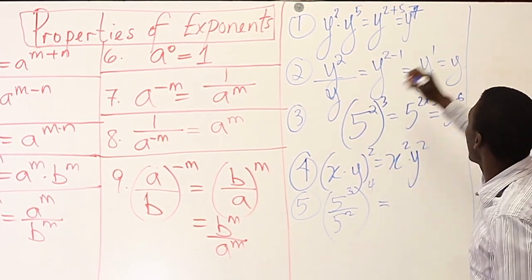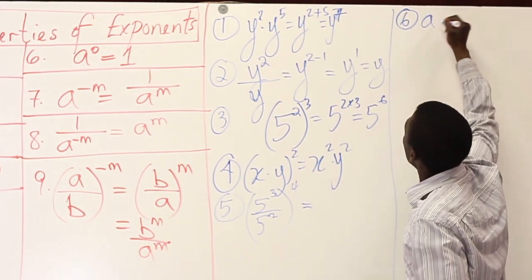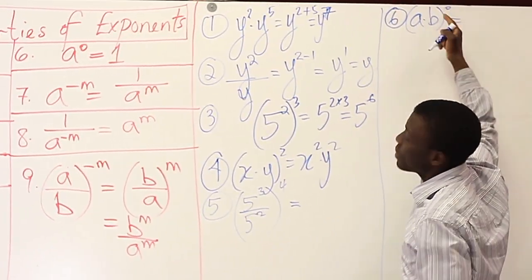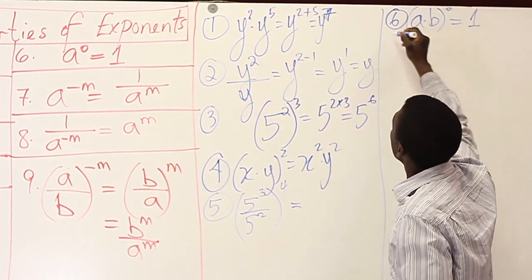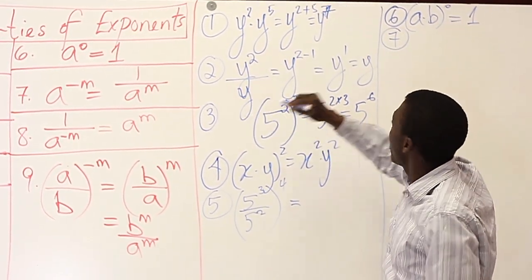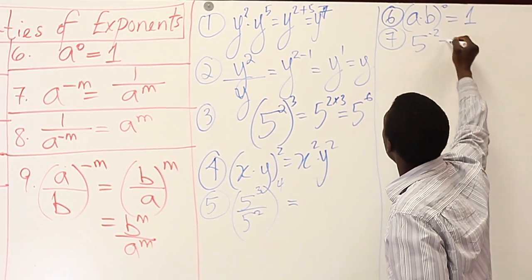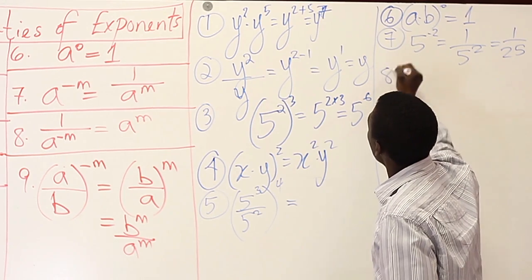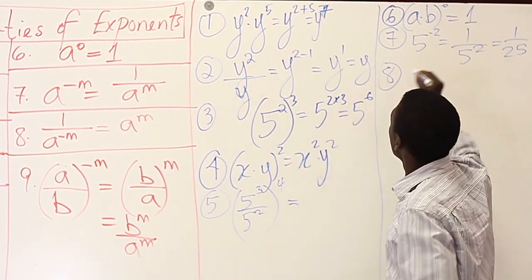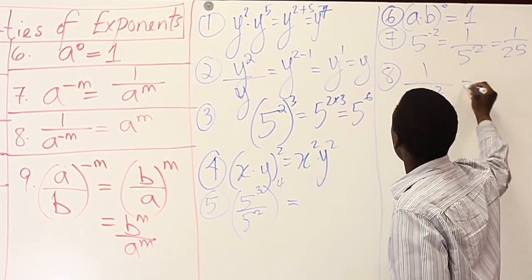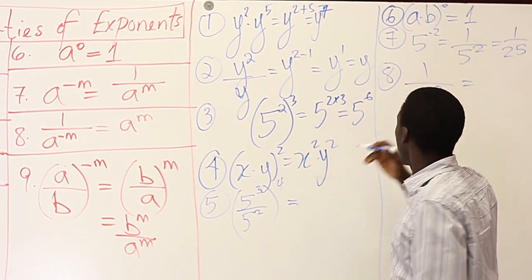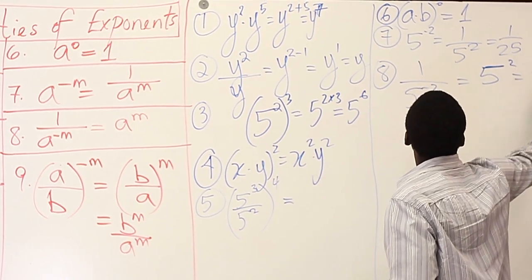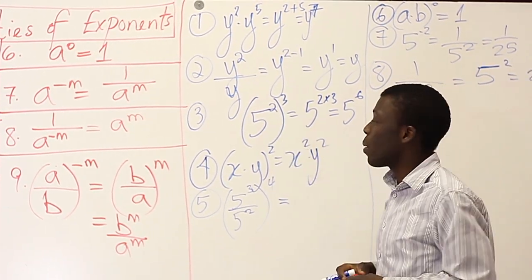So let me quickly look at the 6th one. If something is raised to the 0 power, so (ab) to the 0 power, notice that it can be something in parentheses, that's 1. The 7th property here, if anything is raised to the negative power, it's the same thing as 1 over that thing to the positive power. Number 8, if you have 1 over 5 to the negative 2, that becomes 5 squared, which is 25. You can bring that up to the top and it becomes positive.